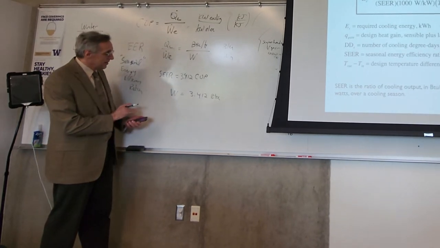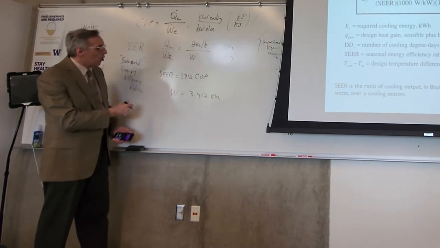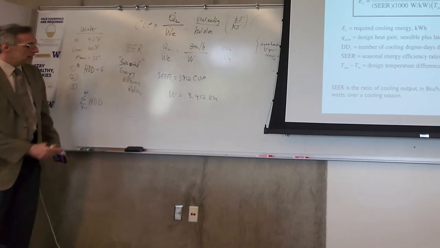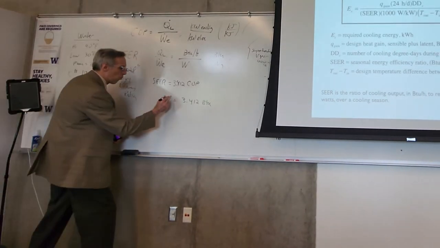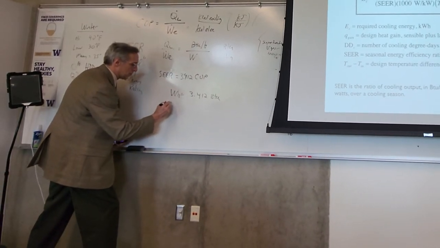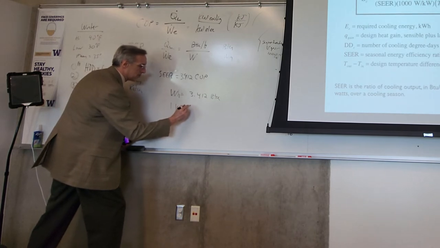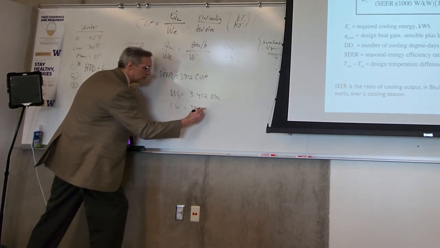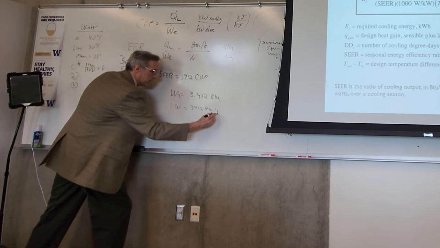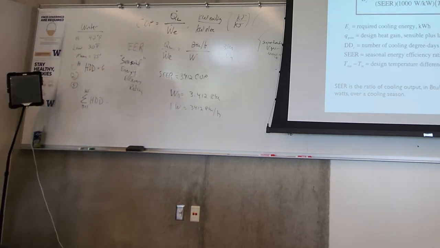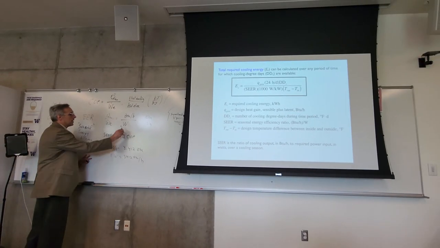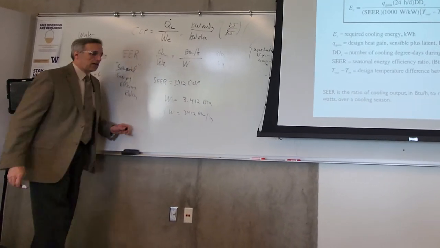1 kilowatt hour is 3,412 BTUs. Oh, okay, yeah. So that's right. Oh, I'm sorry, this is watt hour. Yeah, so 1 watt is 3.412 BTU per hour. I mean, you just want to go nuts with these units.